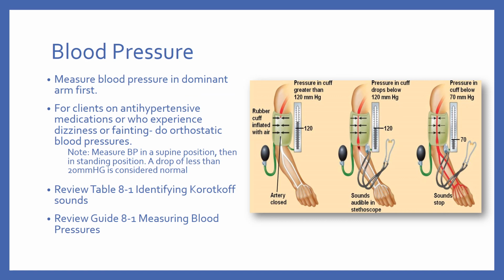When both a change in sounds and a succession of sounds are heard, record the number at which you hear phase 1, phase 4, and phase 5. Completely deflate the cuff and record the blood pressure as systolic over diastolic. Otherwise, record the first and the last sounds, which again are phase 1 and 4. Optimal blood pressure in an adult is less than 120 over 80.